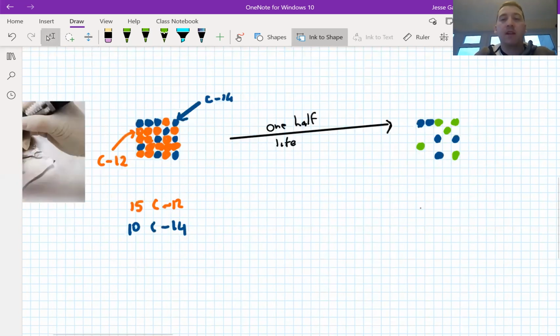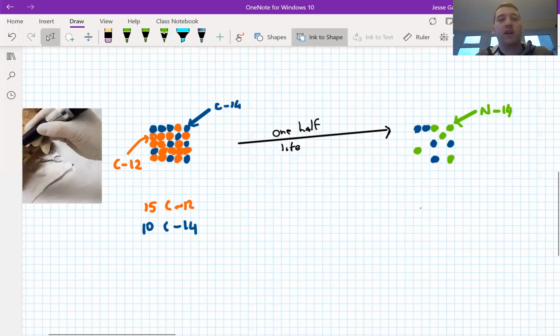And the different element that they've turned into, if it was carbon-14, sorry, we now have nitrogen-14. So carbon-14 has turned into nitrogen-14. Now, of course, the rest that were already carbon-12, well, they're still carbon-12 because those were stable isotopes. Those are never going to break down. So those are still carbon-12.